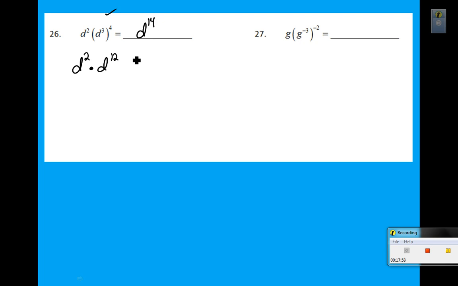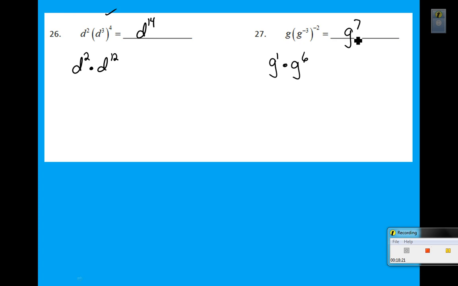Here's 27. I got g times g to the negative 3rd to the negative 2nd. So I'm going to have a g to the 1st. I'm leaving him alone. Times g to the 6th. Negative 3 times negative 2 is 6. Multiply those together. Add your exponents. Bam. G to the 7th.